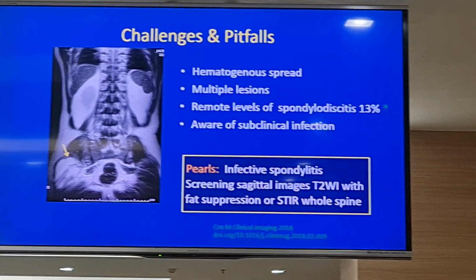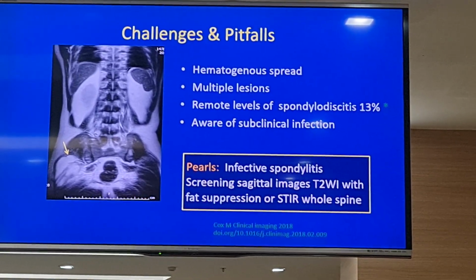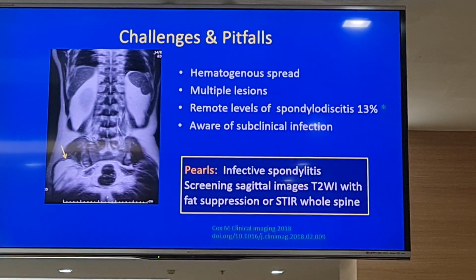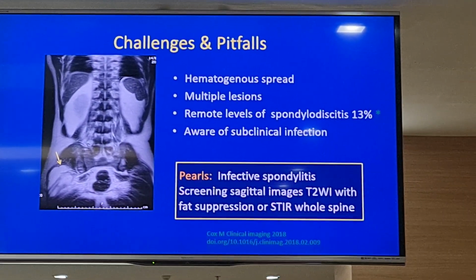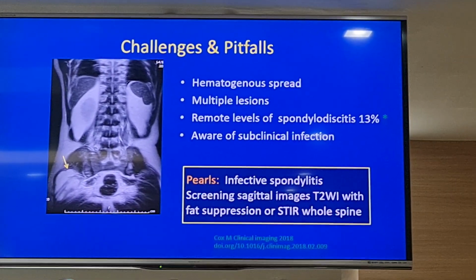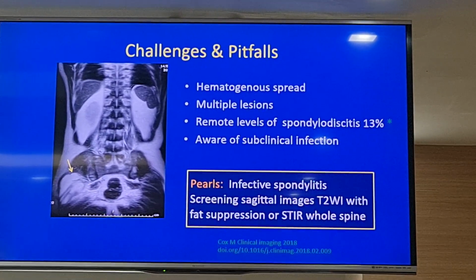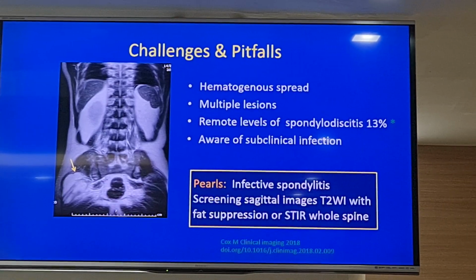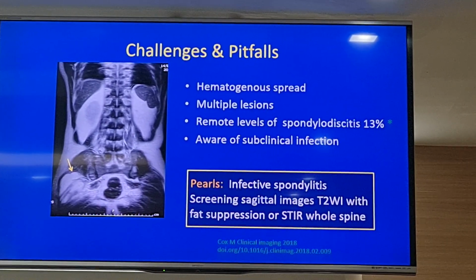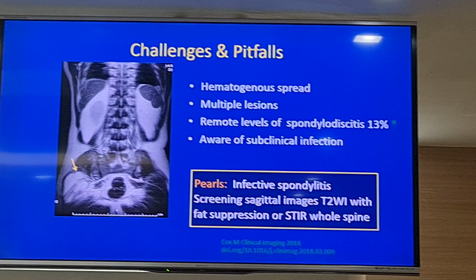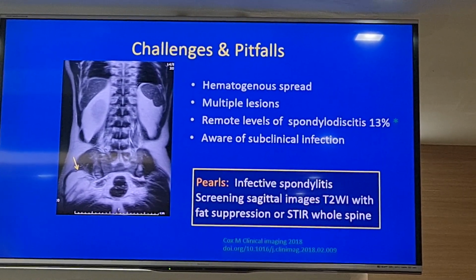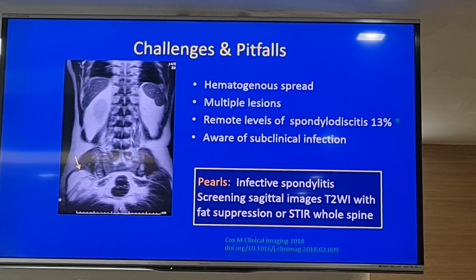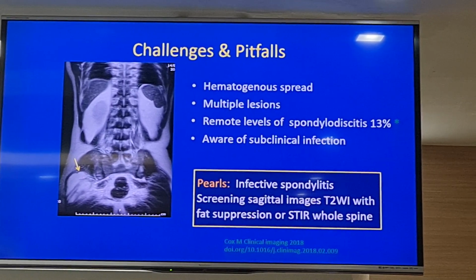Anyway, the spinal and pelvic bones are the main areas of interest because those are areas that are well vascularized in your body. So when you find infective spondylitis, particularly in patients who have septicemia, it's better to screen the whole spine. And in my practice, I will do STIR or T2 with fat suppression to screen the whole thing.